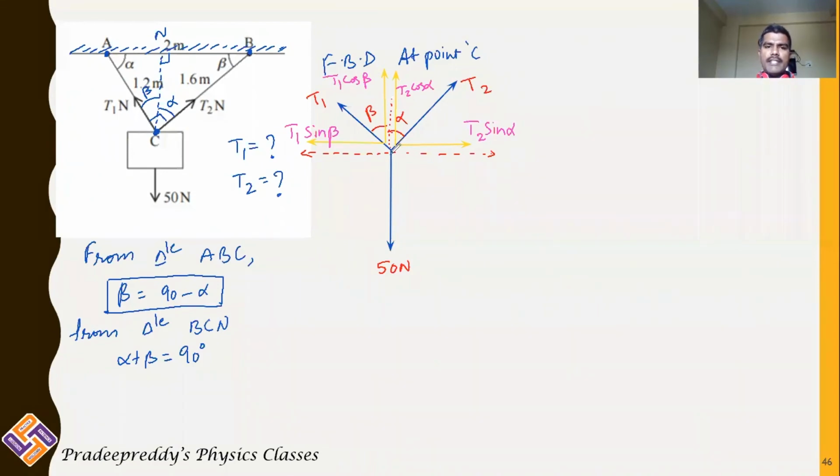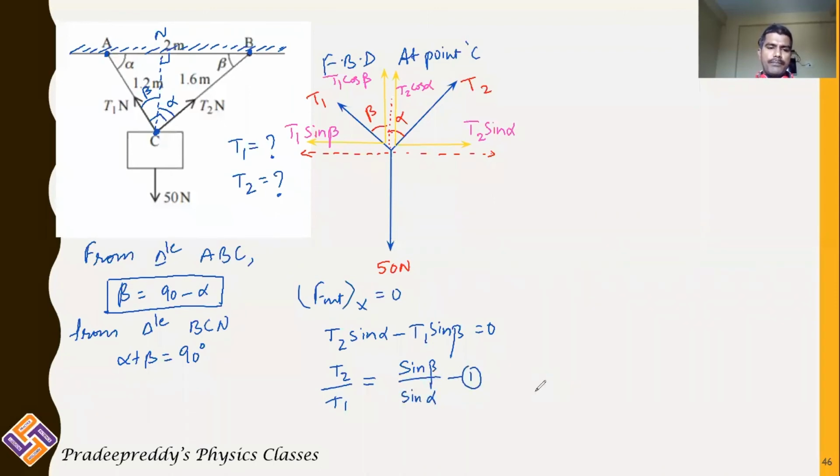Now, as the total system is in equilibrium, net force along the x-axis should be equal to 0. Along the x-axis there are only two forces. Right side force, take it positive, is T2 sin alpha. Left side force, take it as negative, minus T1 sin beta, is equal to 0. From this you can write T2 divided by T1 is equal to sin beta divided by sin alpha. This is equation number 1.